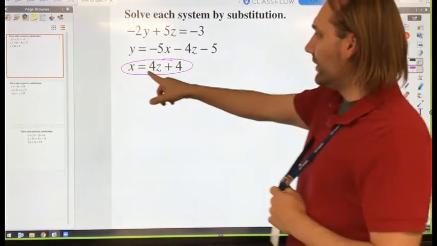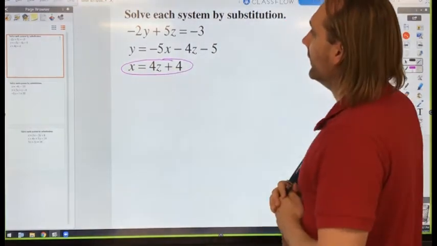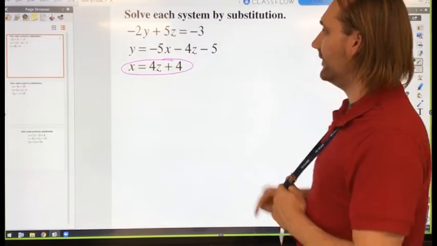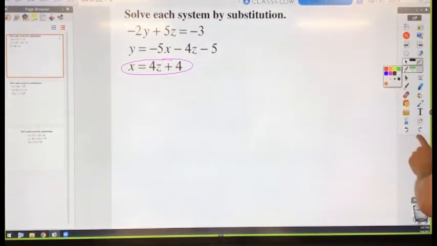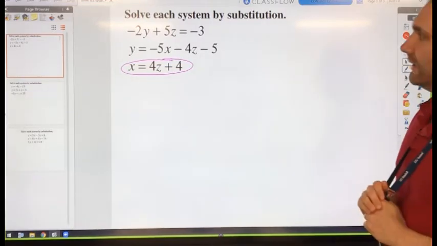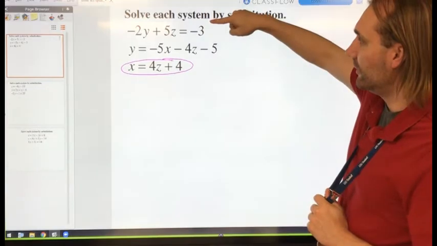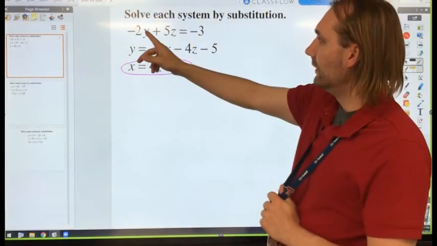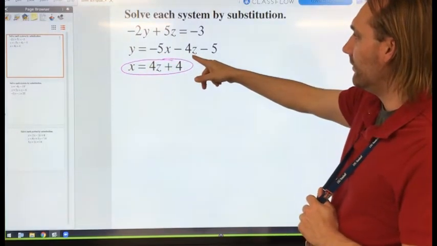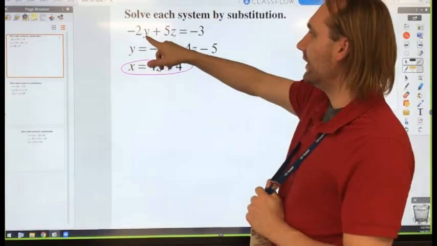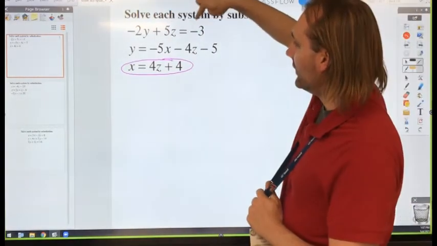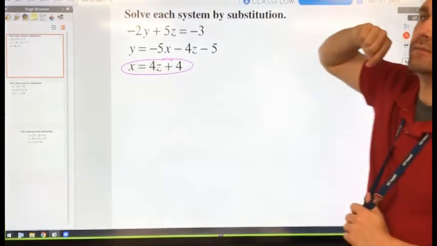So now I have one equation that has only 2 variables, which means these other 2, I need to turn them into a variable that has just x and z. What do you think would be a good strategy to go about doing that? One of these needs to be a 2x2, or a 2 variable with only an x and a z. I have y equals negative 5x minus 4z minus 5, and a negative 2y plus 5z equals negative 3. This will be great here to use if only if it wasn't for that y. So what would you do?